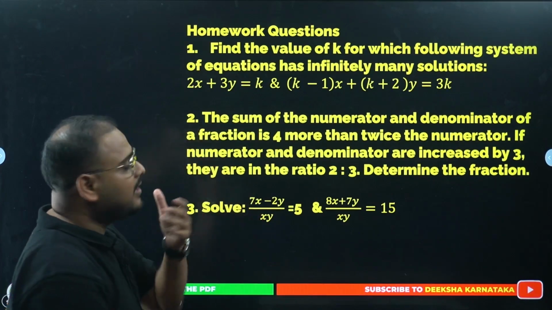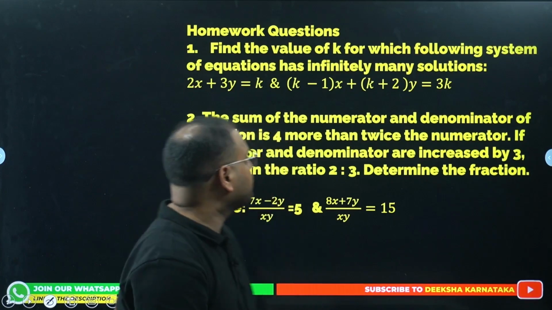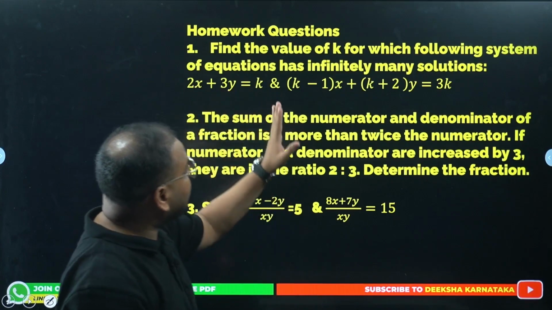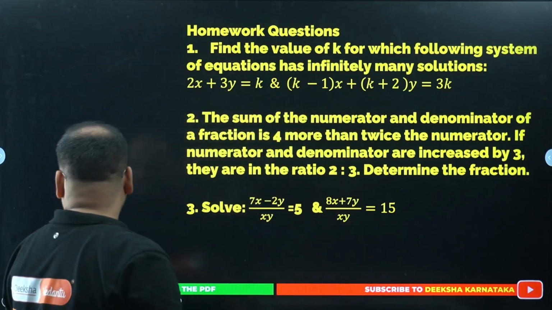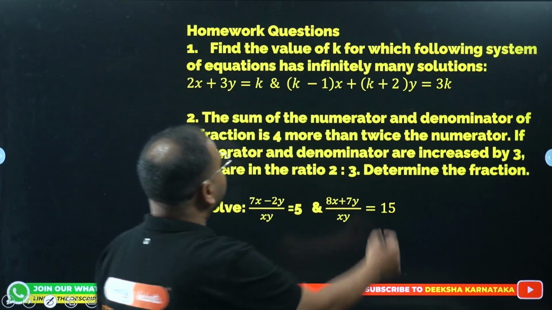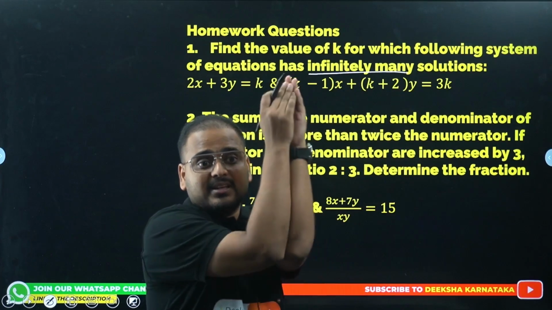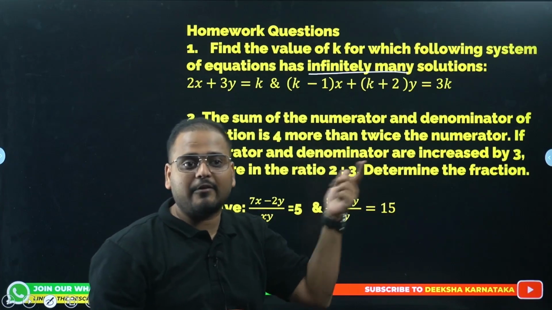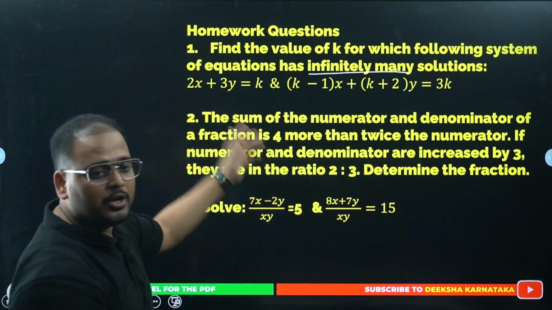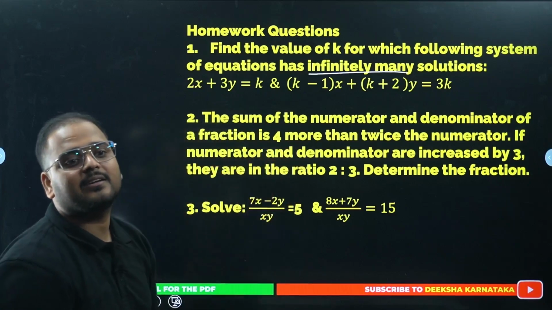What is the question given? I'll explain it so that you have clarity and confidence going in. Find the value of k for which the following system of equations has infinitely many solutions. Infinitely many solutions means coincident lines. Find a1, b1, c1, a2, b2, c2. Use the condition of coincident lines, infinite solutions, and get it done.